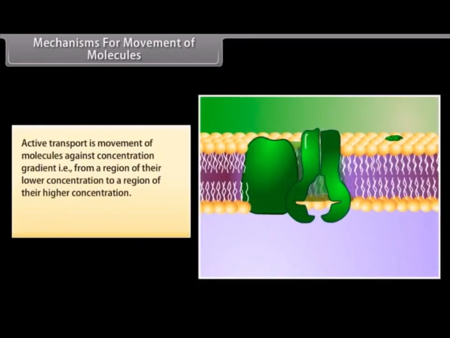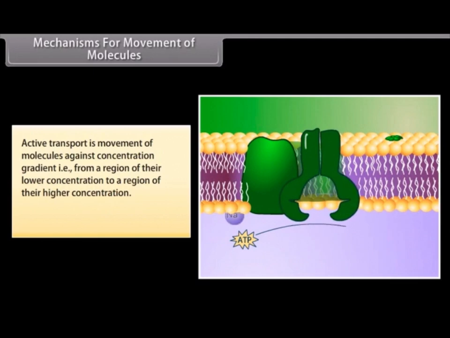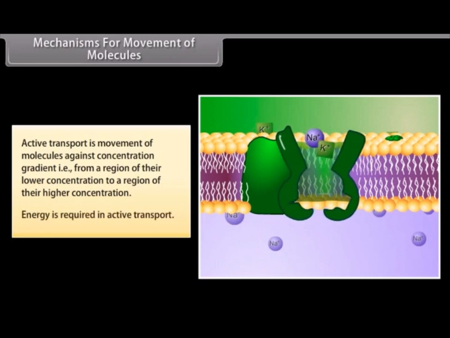Active transport is movement of molecules against concentration gradient, that is, from a region of their low concentration to a region of their higher concentration. Energy is required in active transport.